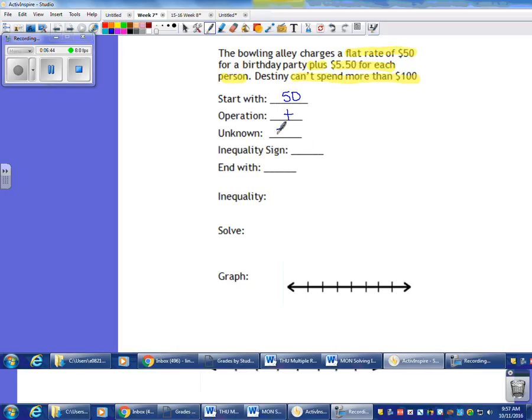So 5.5x, you can get rid of that zero after it. The inequality sign, I can't spend more than $100, meaning I can spend less than or equal to $100. And I'm going to write my inequality. This is going to be 50 plus 5.5x is less than or equal to 100. And I know that I'm not going to flip it because this is a positive 5.5, so closed circle going to the left. And that's it.